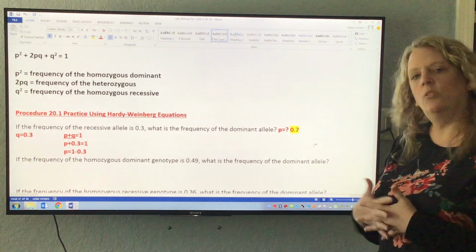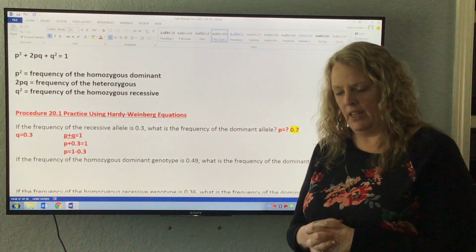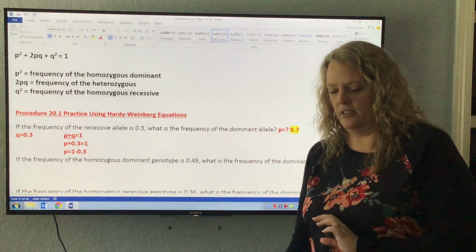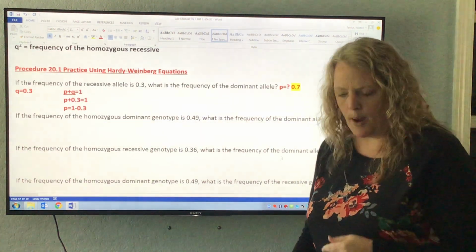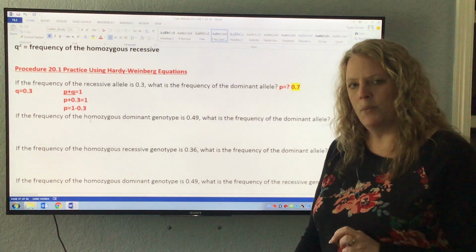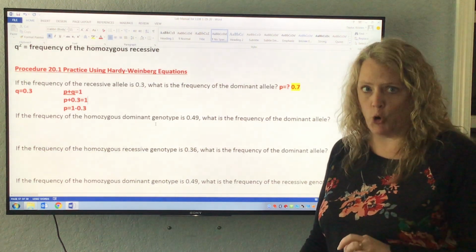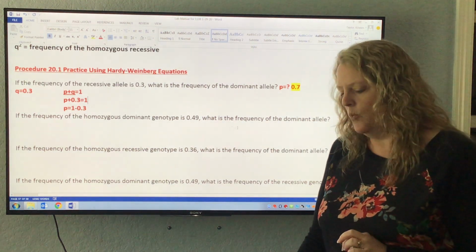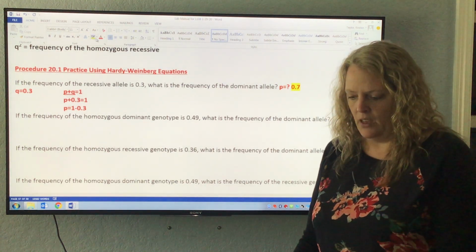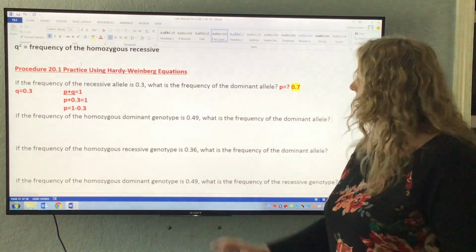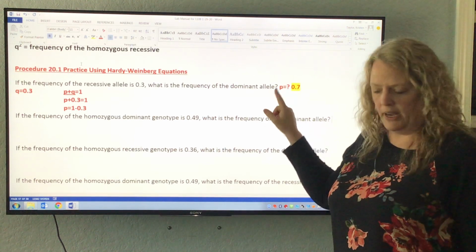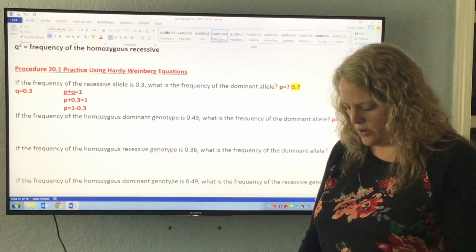Okay, any questions on that one? All right, so that's simple. Now we're going to build up on that. And the next problem will be a little bit more complicated. So we're given, if the frequency of the homozygote dominant genotype is 0.49, we want to know what would be the frequency of the dominant allele. Okay, we already established in the problem up here, frequency of the dominant allele is the letter P. So we're trying to solve for P.